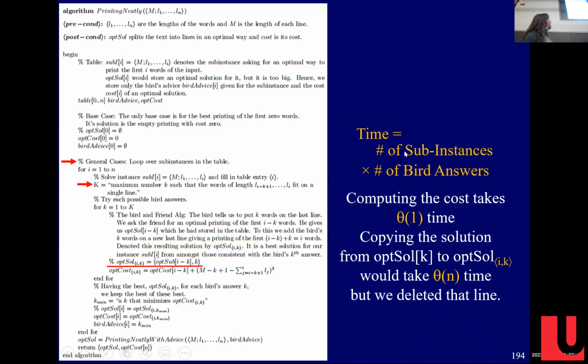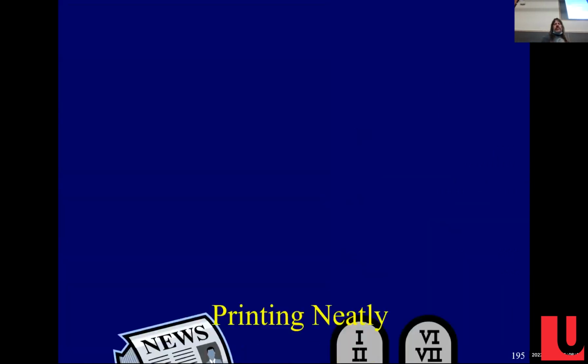Number of sub-instances times the number of bird answers, which also is equal to the number of edges in the graph, right? Number of sub-instances equals the number of nodes in the graph. And by number of bird answers per sub-instance, I mean the degree of each node, right? So the number of nodes times the degree of the node, which is the number of edges. Good.